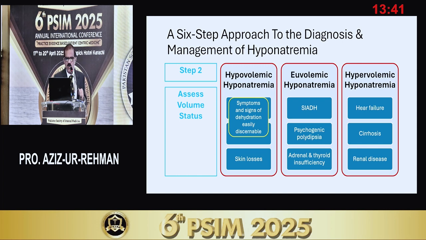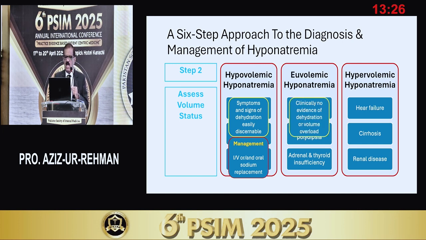If it is hypovolemic hyponatremia, symptoms and signs of dehydration are easily discernible. And the treatment would be, I think, simple, straightforward: IV or oral fluid and sodium replacement. If it is euvolemic hyponatremia, clinically there is no evidence of dehydration or volume overload. This would be a tricky situation.